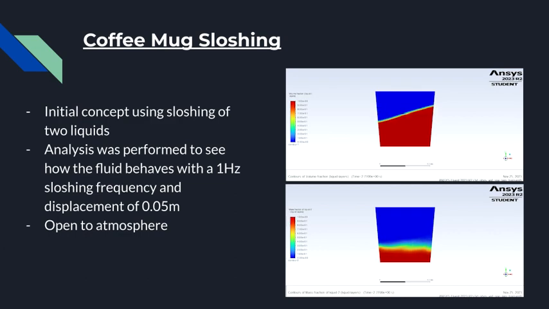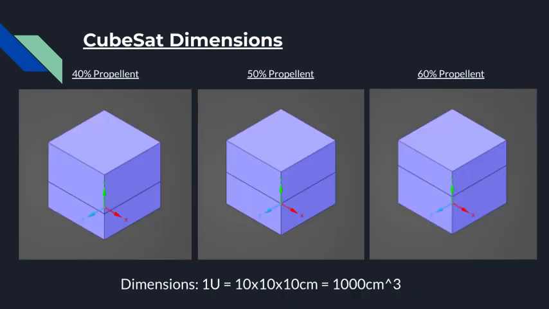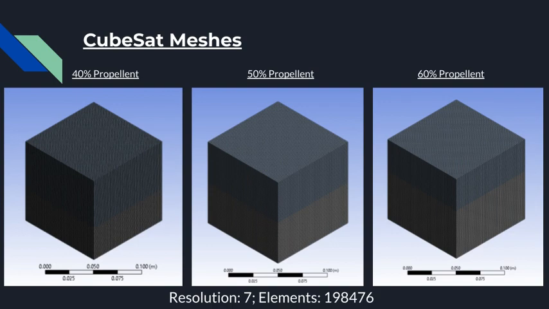The graphs on the right depict the volume fraction of liquid in the cup and the mixing of these two liquid layers right below it. For the cube satellite, 3 CFDs were made with dimensions of 10 by 10 by 10 centimeters, or 1 unit. The CFDs were made to have a liquid domain of 40%, 50%, and 60% of the total cube's volume respectively. These CFDs were converted into meshes using Ansys, each having a resolution of 7 and nearly 200,000 elements.